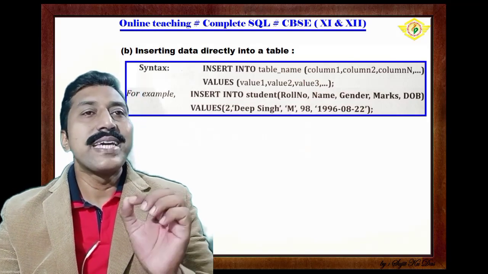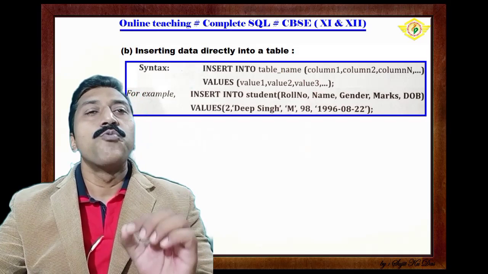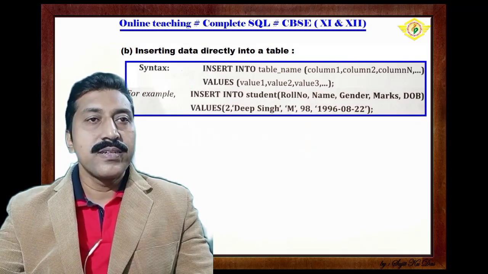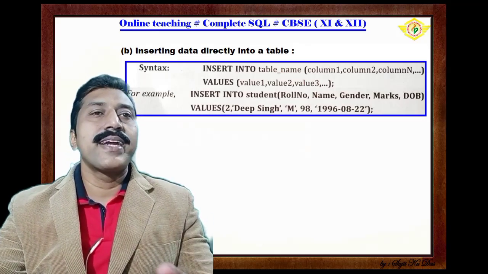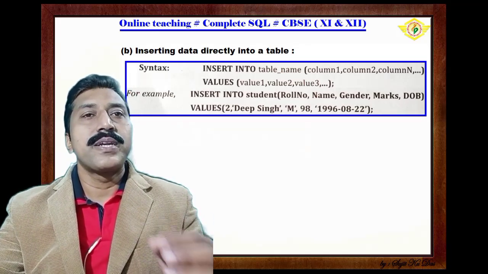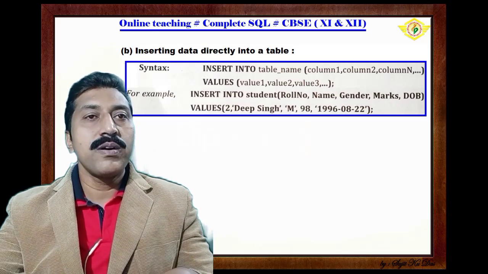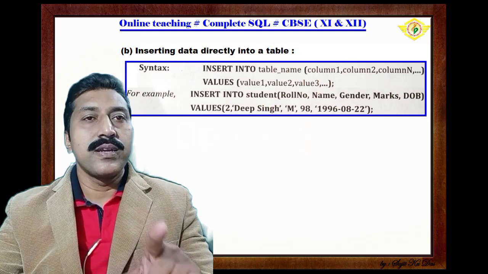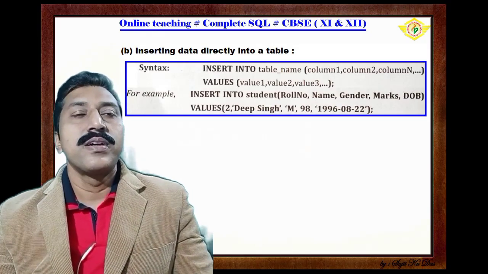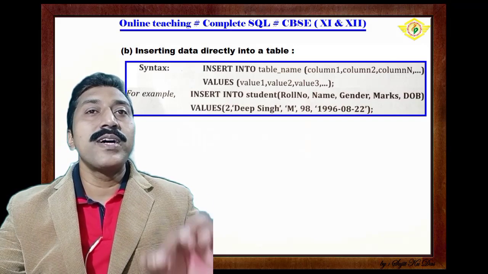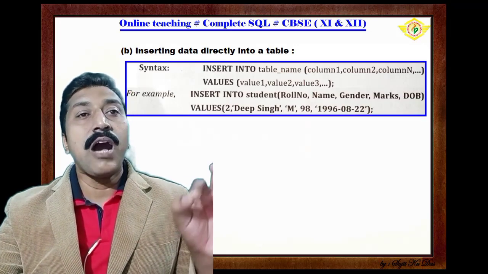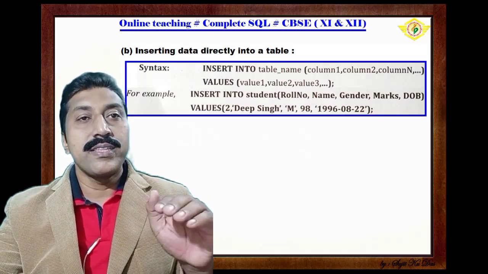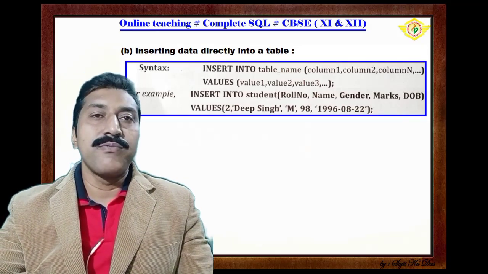Example I am showing you: insert into student, within bracket write roll number, name, gender, marks, date of birth, bracket close. Then next line write values, and write each particular value: for roll number, for name Deep Singh, for gender M, for marks 98, for DOB this date. That means for each specific column I am mentioning, I arrange all the fields at the beginning, in the first line, and accordingly the values I am giving here.